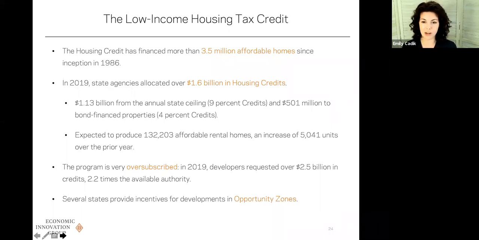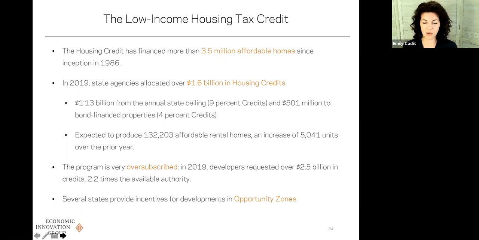You've heard a lot about a lot of the considerations related to using the housing credit with opportunity zones, but I did want to focus on this great news from the end of last year, just a few weeks ago, related to the 4% credit side, especially as you may be considering using the housing credit in opportunity zones developments.